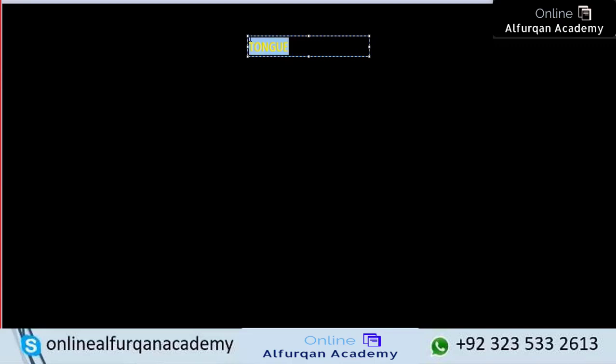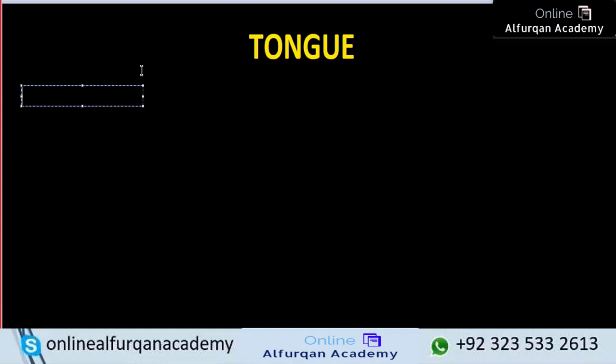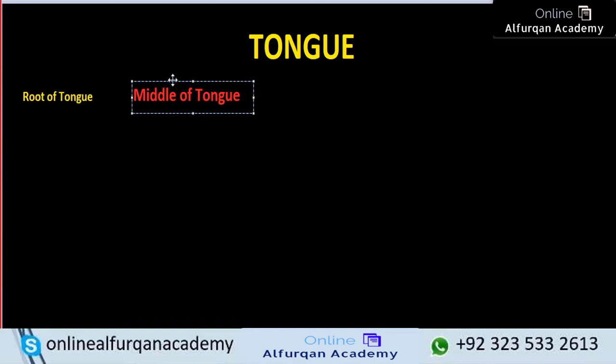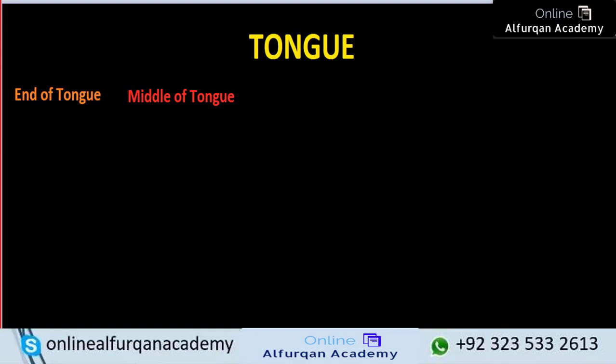So we were talking about the major area that was tongue, and we pronounced almost 18 letters while using our tongue, and we discussed the first two, that was root of tongue and middle of tongue. Yes, we can say end of tongue. And from end of tongue we pronounce two letters.